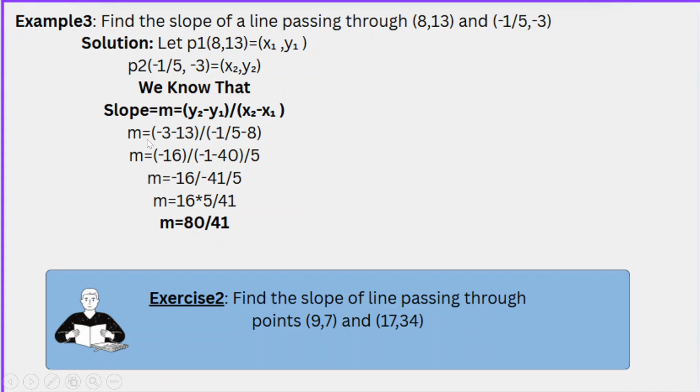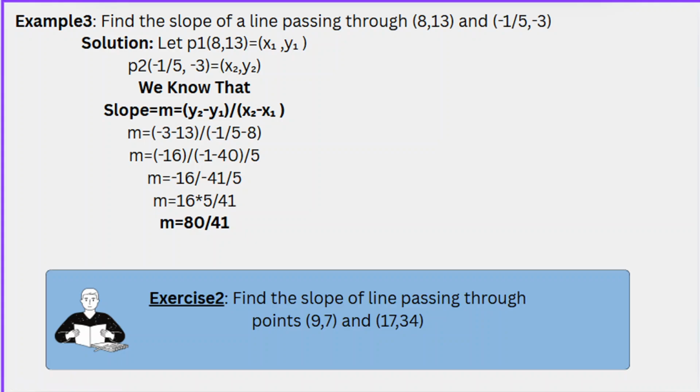Minus 3 minus 13 is minus 16, and we first take the LCM, where the LCM is 5, so we get (minus 1 minus 40) over 5. Now the slope is minus 16 over minus 41 over 5. Minus divided by minus makes plus, so the slope will be positive. We multiply 16 by 5, so 16 into 5 over 41, which is 80 over 41. So in this case the slope will be equal to 80 over 41.